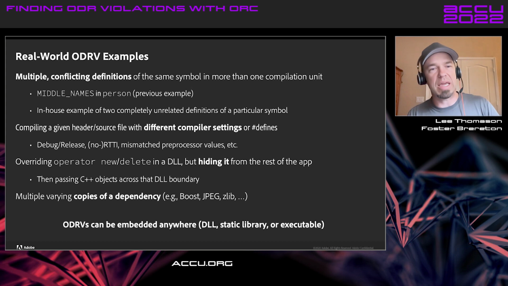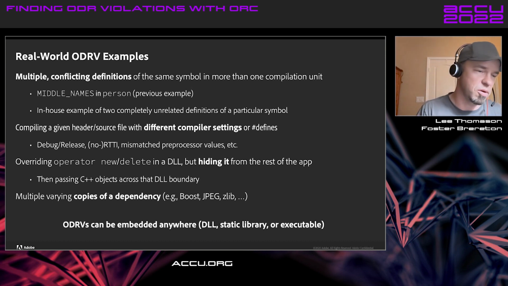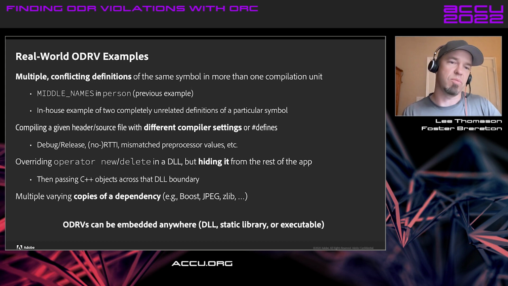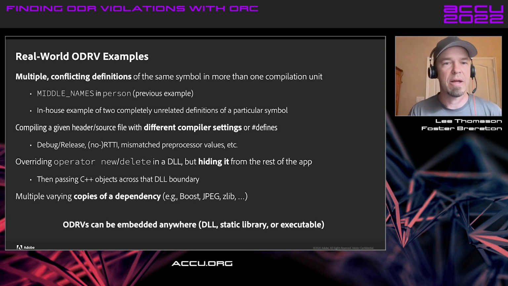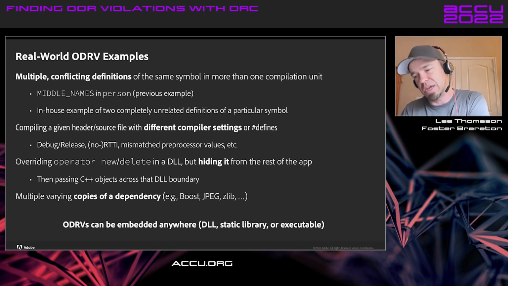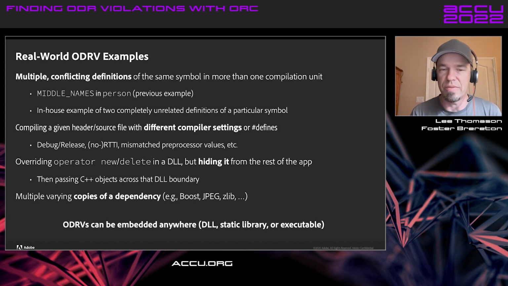You can compile a given header or source file with different compiler settings or pound defines that can cause ODR violations. So for example, if you're building as debug versus release, if you have one source file where you've enabled runtime type identification or another one where you have it disabled, mismatched processor values, if you have a static binary that's being given to you that was compiled with a different version of C++, and then you link it into your application building with a more modern variant of C++. Those are the kinds of issues or scenarios where you're going to be hitting ODR violations.